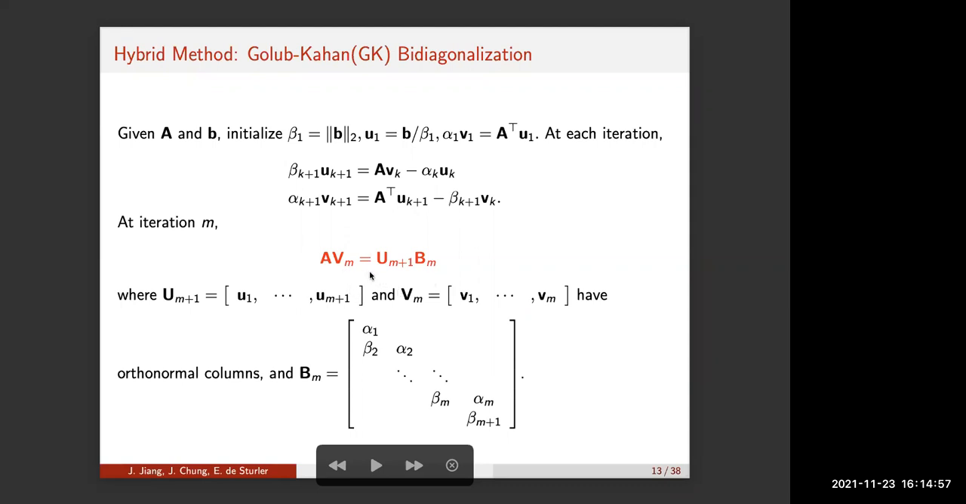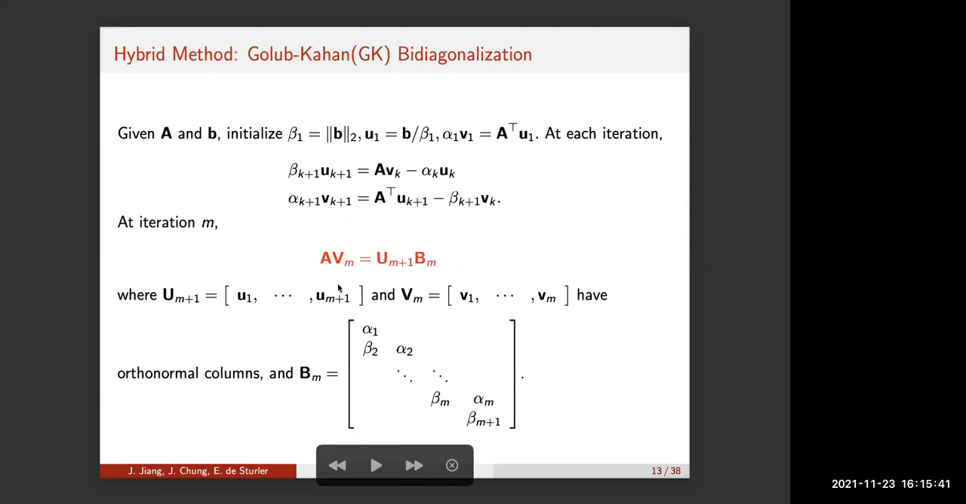So here the VM and the UM plus 1 have orthogonal columns. And the number of columns is only related to the number of iterations. And the projected matrix BM is a bidiagonal matrix. And the size of the matrix, M plus 1 by M, is also only related to the number of iterations. And usually when we use this hybrid method, the number of iterations is usually 100 or 200, which is much smaller than the size of the original inverse problem. So the size of the projected problem will be very small.